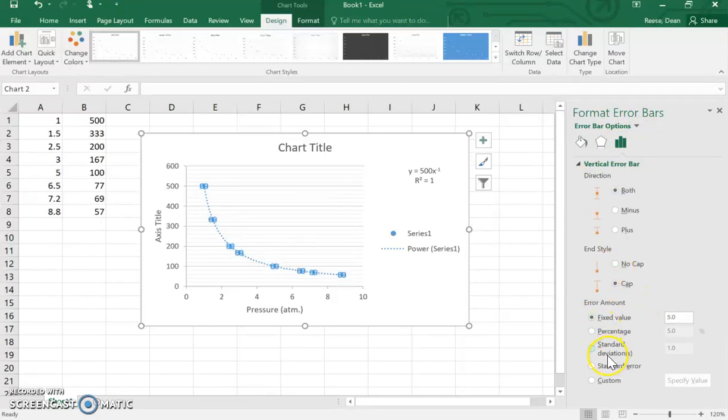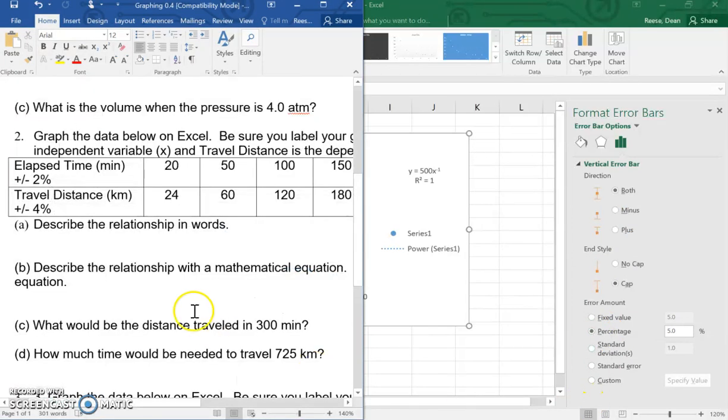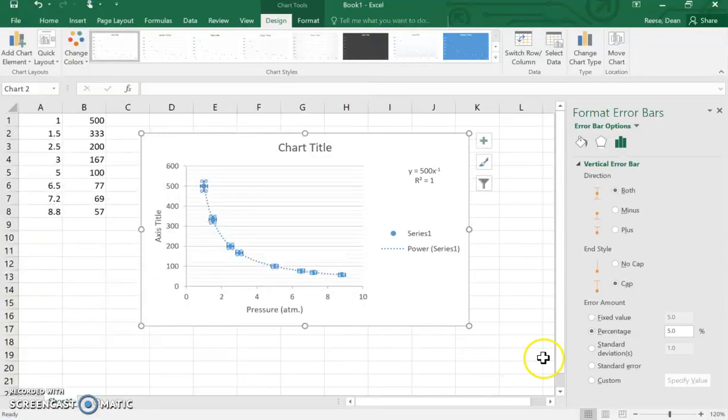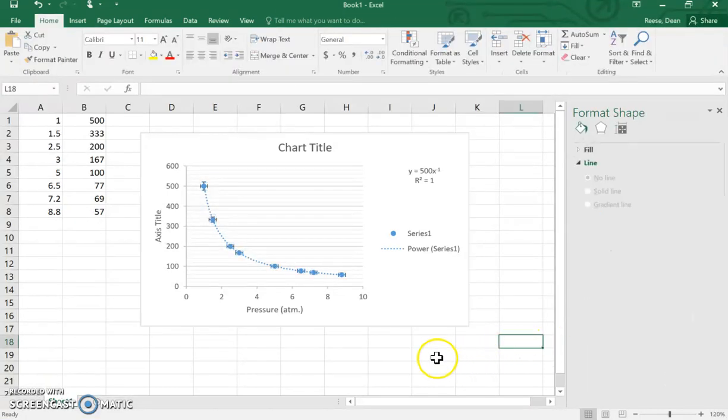Okay, good. Now let's go to a percentage. And it looks like in this case, our error bars in the Y were plus or minus 4%. So if we go back over here, we can just change this to 4. And now we can see error bars again because 4% is bigger than 5 for these numbers, except when you get down here. 4% of 100 is 4, so that's why you can't see it down here. But 4% of 500 is like 12, and so it's much bigger. Okay, so you kind of get the idea.